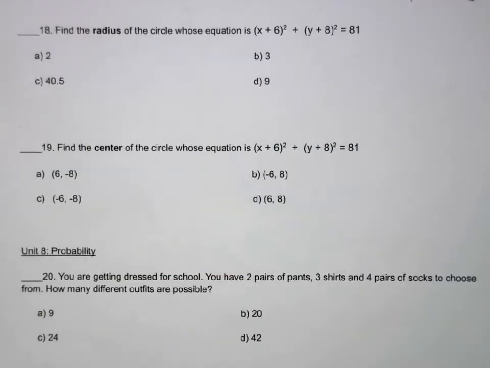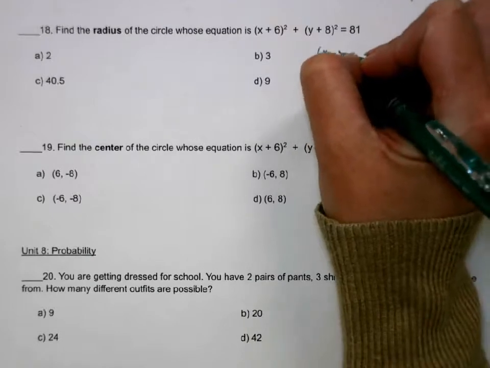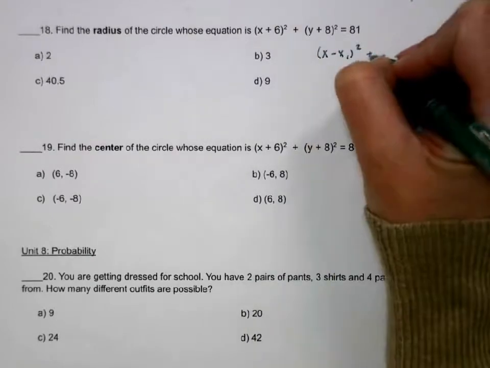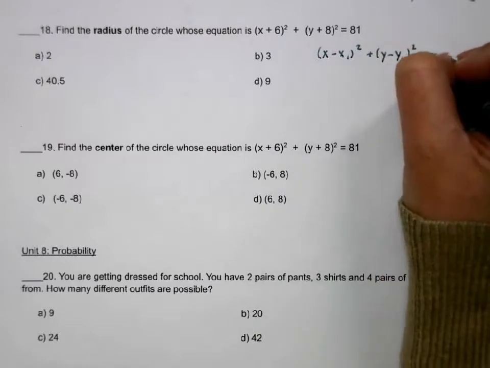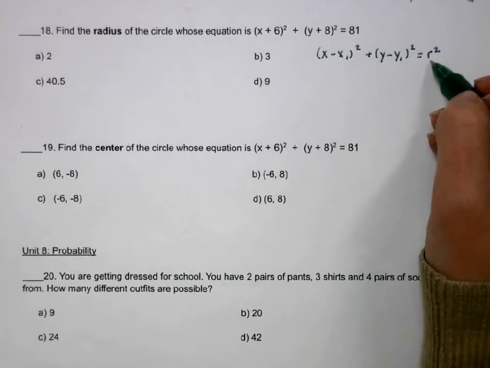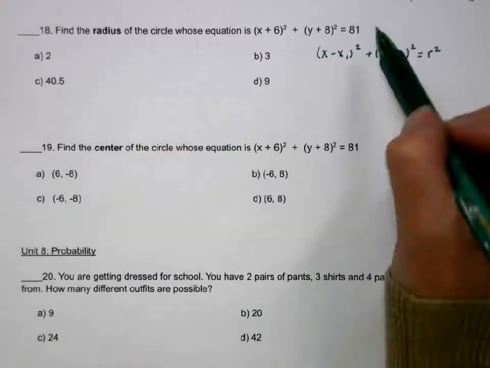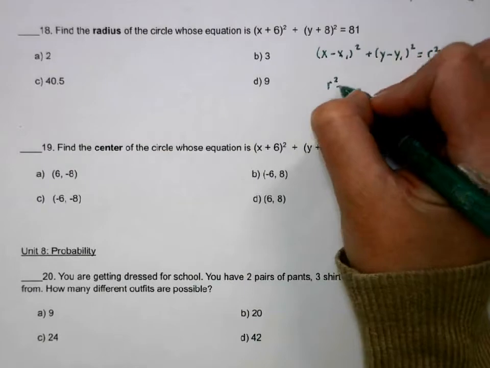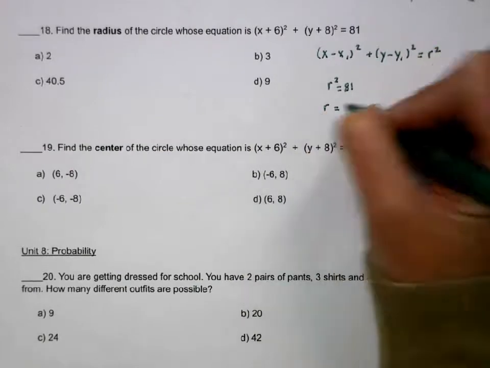Next two questions involve the equation of a circle. So the general equation for a circle is (x minus x1) squared plus (y minus y1) squared equals r squared. x1 and y1 are the center, and r is our radius. So if we're finding the radius, that means r squared equals 81, which means our radius is going to be 9.